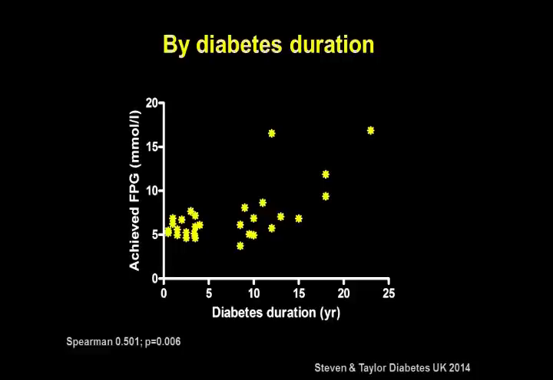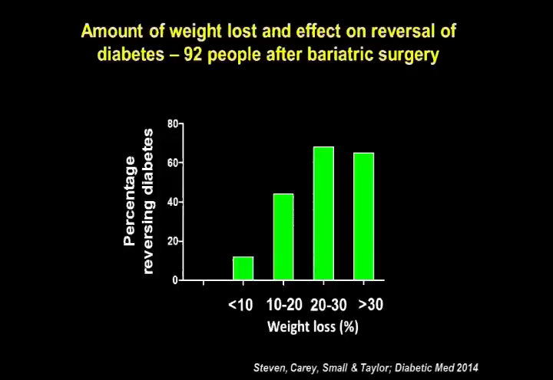If we express Sarah's data in terms of the duration of diabetes, you can see that the short duration group, by and large, responded fairly well. Not everybody, completely normal, but by and large a good response. But as time went by, certainly by 15 years, it looks like the horse has bolted.